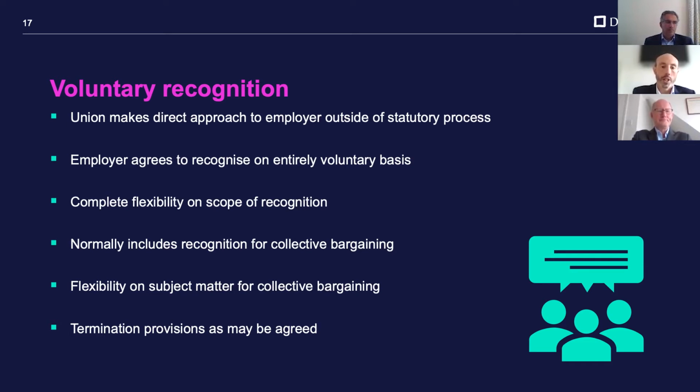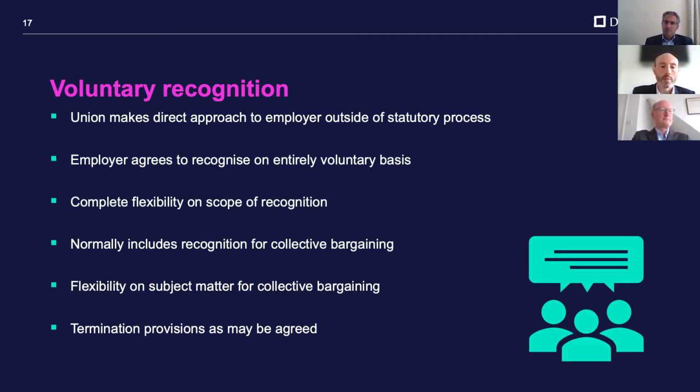The advantage of doing it this way, on both sides, in fact, is that it does give complete flexibility on the scope of recognition. So what I mean by that is that you could, at one end of the scale, simply agree to recognise a union, but not necessarily agree to recognise it to carry out collective bargaining on behalf of your employees or groups of your employees. You could simply recognise it and agree a scope of things that you will perhaps consult with it on or notify it about, or allow certain access to employees and so forth, without going fully into collective bargaining as well.